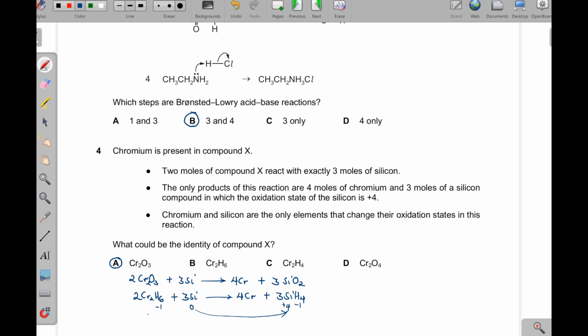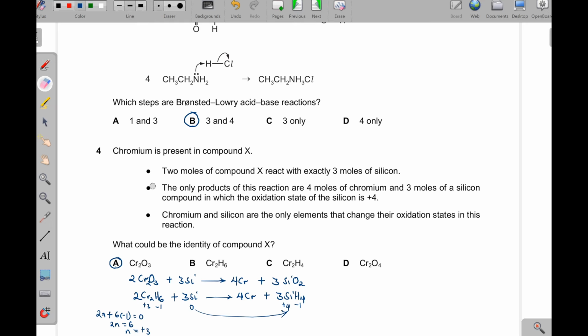Then chromium here is 0, and then here, what are we supposed to have? Pardon me here. Chromium here, we have 2n, then plus 6 times -1, which is equal to 0. The -1 is for hydrogen, and there are 6 of them. So I'm looking for the oxidation state of chromium. This is 2n, which is equal to 6. That means n is equal to +3. So here you are having a +3.